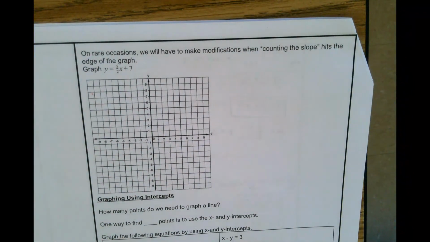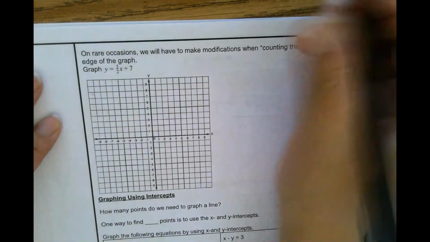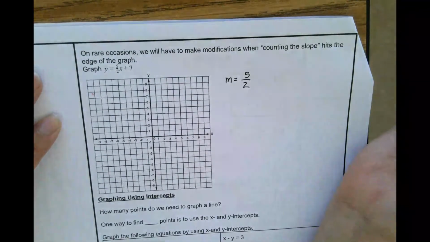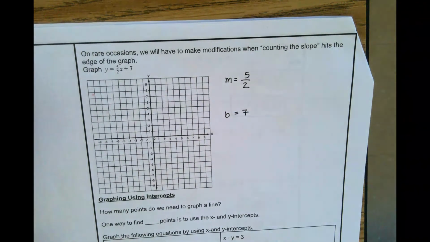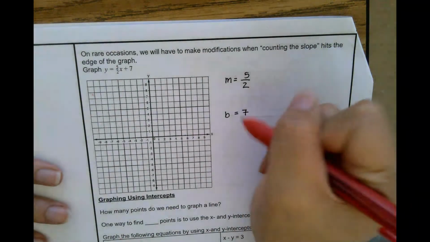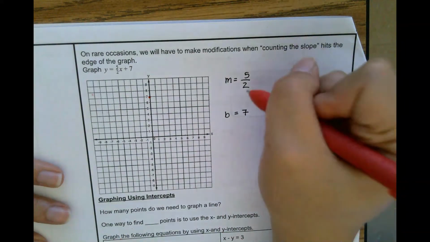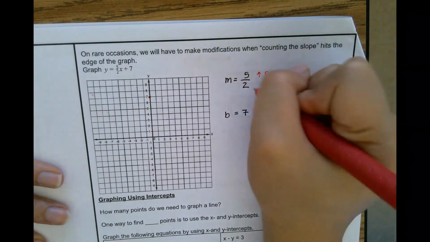So on rare occasions, we have to modify when counting the slopes when it hits the edge of my graph. One example is right here where I have y equals 5/2 x plus 7. What you should notice is that my slope here is 5 over 2. My y-intercept, my b in this case, is 7. So let's start. I'm going to start with my y-intercept here at 7. Normally, since this is positive, that means I'm going up 5, and always right 2.